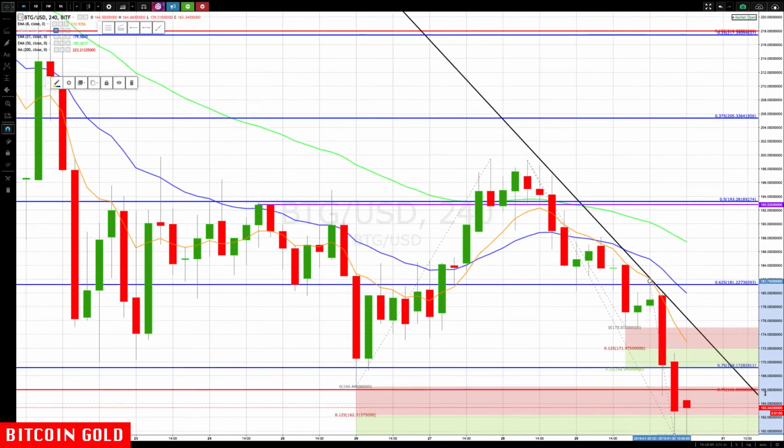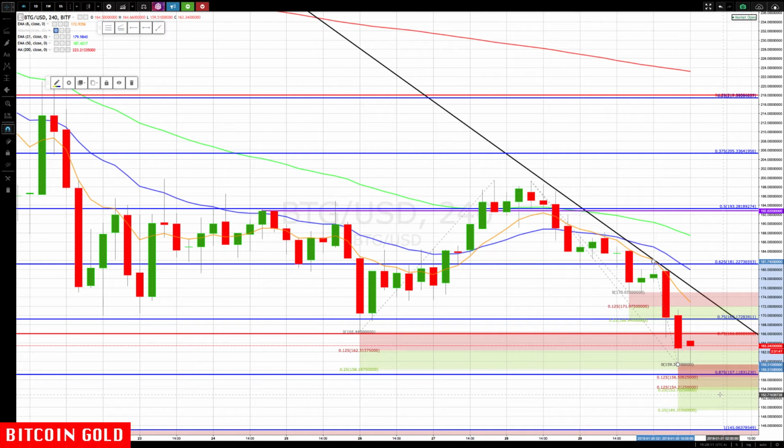So what does that give us? Well, that gives us a really nice set of clusters. It gives us a minor level around this 156 to 157, lining up with a retracement.